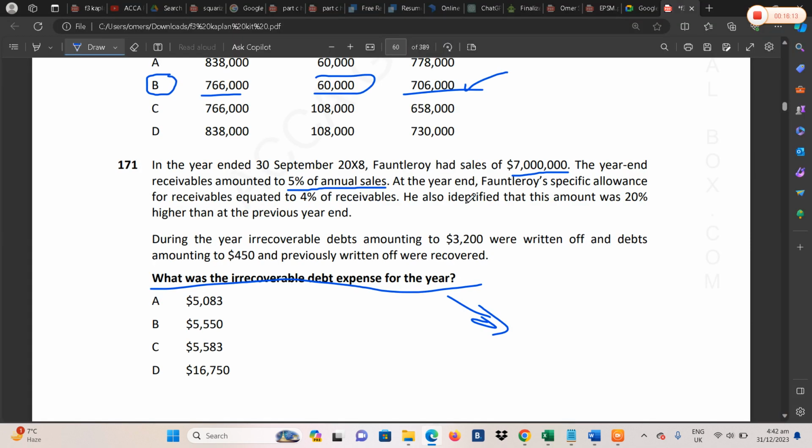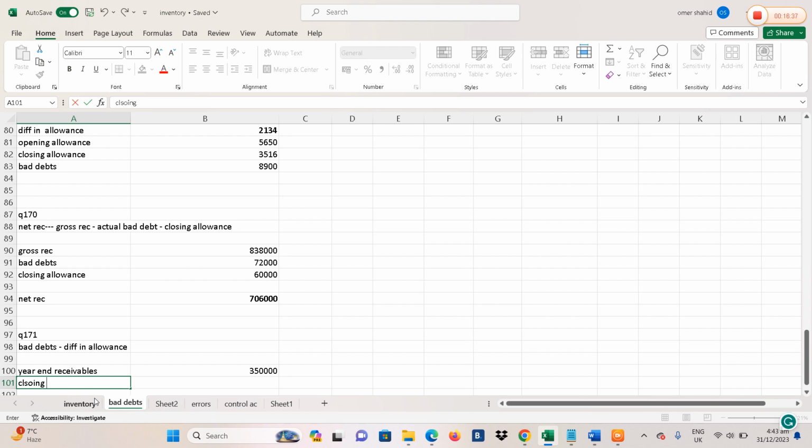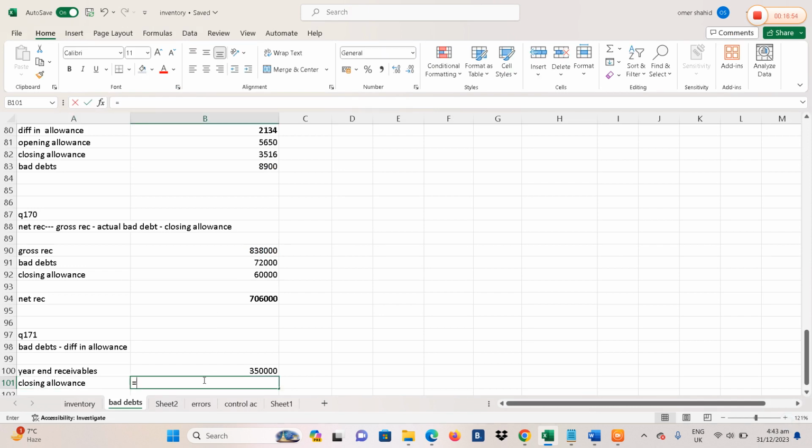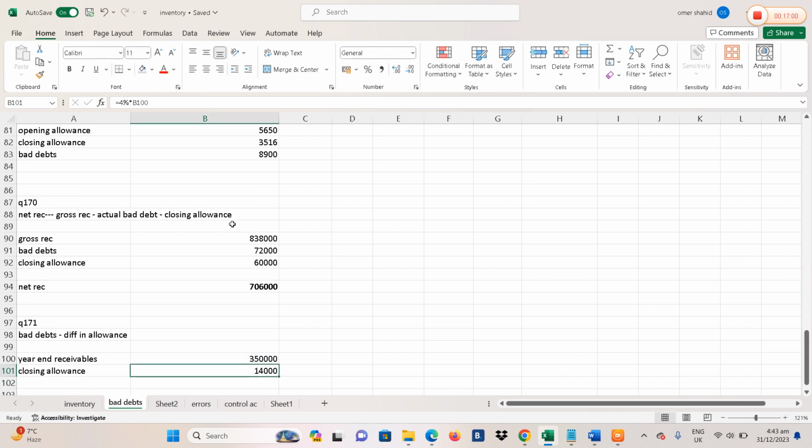All right, so now let's move to the question. At the year-end, Fauntleroy's specific allowance for receivables equated to 4% of receivables. This means the year-end allowance is 4% of receivables, so we got to know the closing allowance here. 4% of receivables, so 14,000 is our closing allowance.